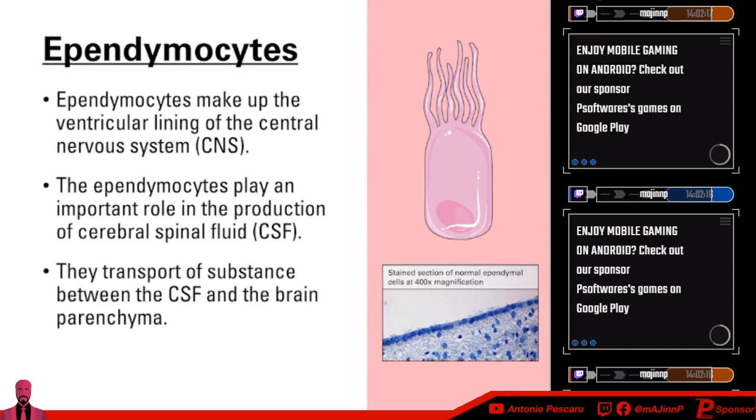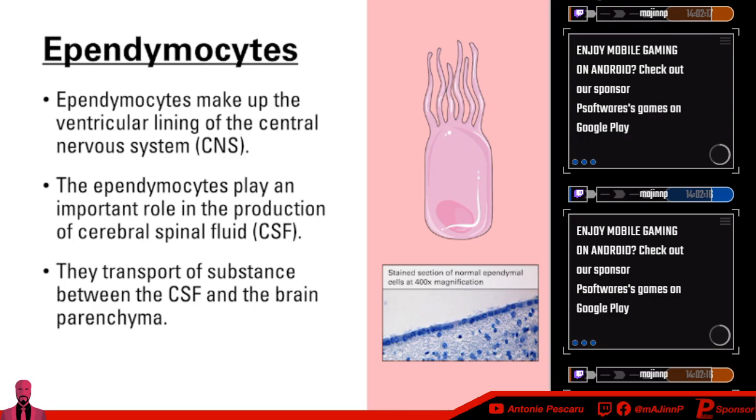they're basically the membrane tissue that separates, like a barrier, right? They're like a border between the inside of the nervous system and the outside of the nervous system, if I could put it that way. Basically, ependymocytes make up the ventricular lining of the central nervous system, the CNS. The ependymocytes play an important role in the production of cerebrospinal fluid.